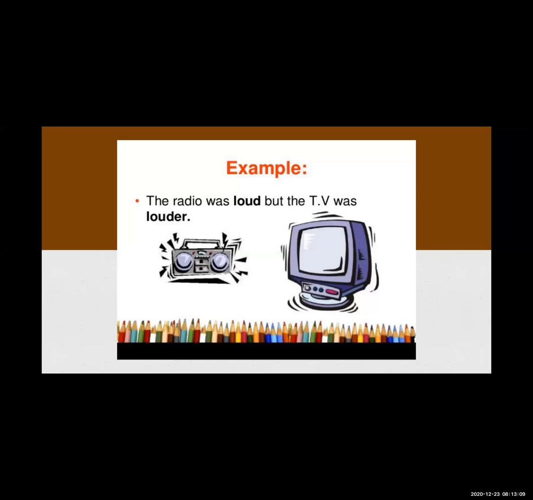So for small capacity we use only loud, but for big capacity we are comparing, as we are comparing radio with TV. Over here, if I just say there is a radio or only a TV, I could have said only loud, but not louder. We use louder when we are comparing two things.